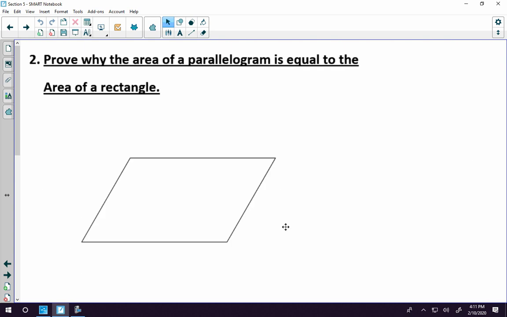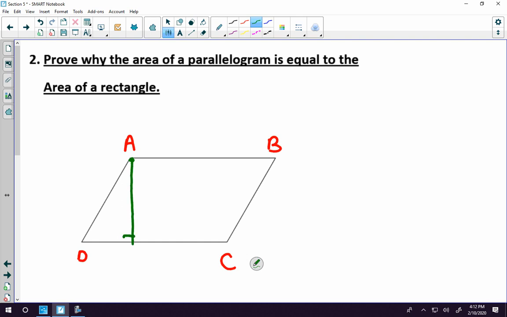If we go here to objective 2 and look at how we prove that the area of a parallelogram is equal to that of the area of a rectangle, what we want to do here is label the 4 vertices A, B, C, D. And if we draw an altitude from vertex A intersecting segment DC, remembering an altitude is a segment that's perpendicular to the base here. When we draw that segment, we'll focus on triangle ARD, and I'll shade it here in green.